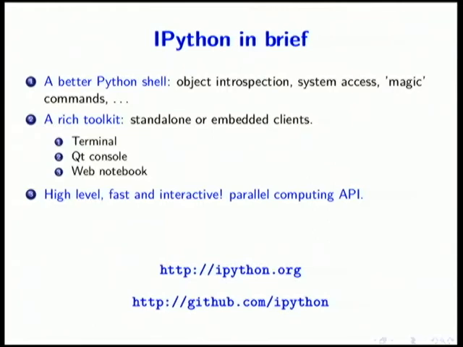It is a high-level, fast and interactive parallel computing API that doesn't preclude using MPI, as we will see later, for those of you who live in the MPI world. And it actually lets you do certain rather neat things that are a complete pain and difficult with MPI. So that's the URL for our website, and probably the second URL is the more important one, which is where to find us on GitHub so that you can contribute and improve the project.